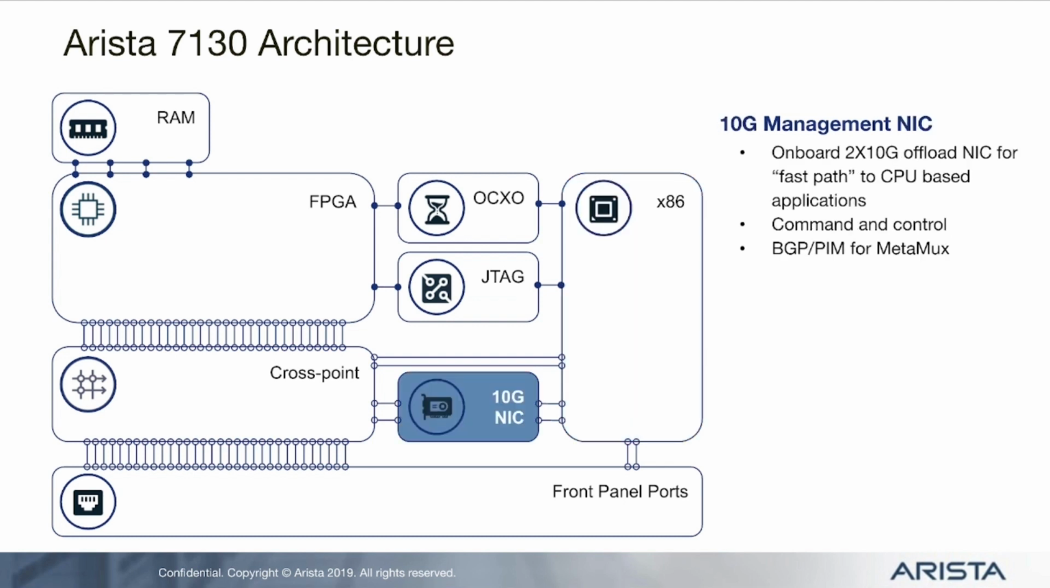In addition to the Ethernet ports on the embedded system, Arista provides a dual port NIC for 10 gig Ethernet connectivity. These ports connect the fast path to the data path, as well as a high bandwidth connection to connect the control plane through the crosspoint. This can be used to run control protocols such as BGP and PIM on box when using the Metamux application.